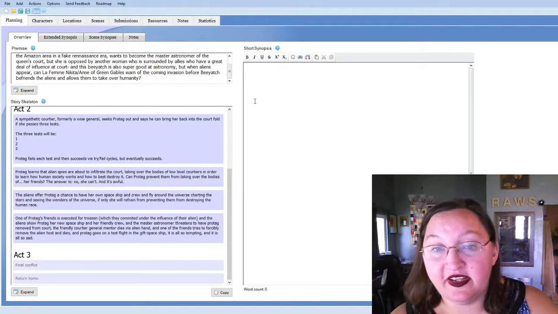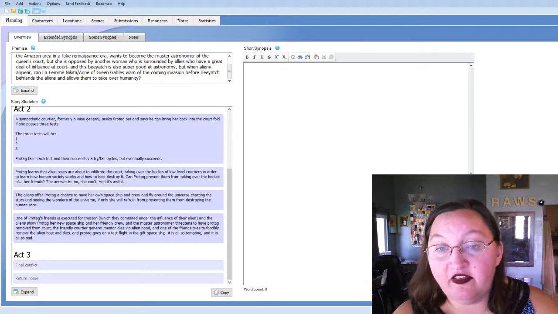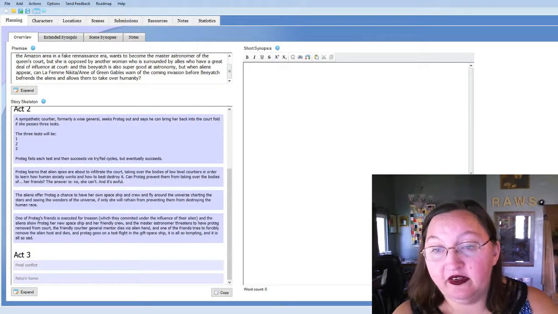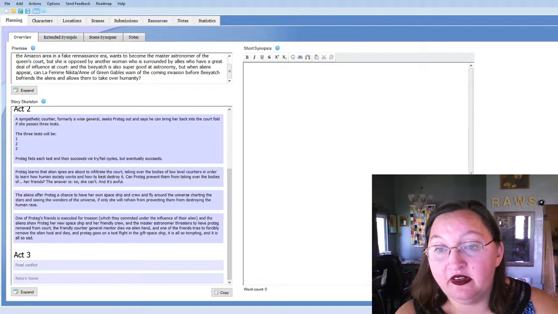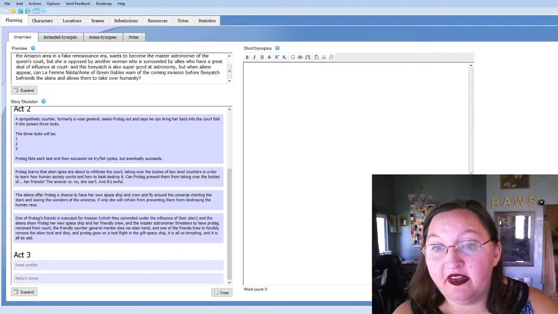So the final conflict is the aliens engage in full-out battle with the court. It's a grisly battle with many deaths on both sides. Finally, protag and antag have it out during the battle. In the end, it seems that both have lost. The human race will be destroyed. Protag will never get to see the stars. But then, okay.